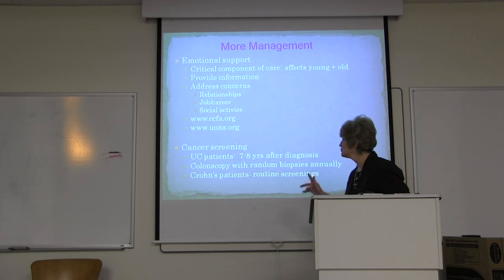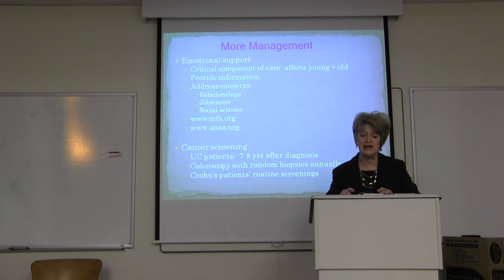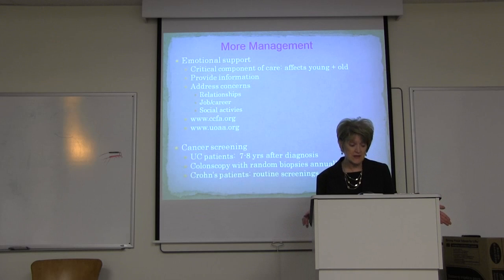And again, cancer screening, essential. For ulcerative colitis patients, they recommend beginning routine surveillance 7 to 8 years after diagnosis, recognizing that sometimes there is a delay in diagnosis. Okay, colonoscopy, random biopsies. Crohn's disease patients also at higher risk, not as much as ulcerative colitis patients, but bottom line, any patient with inflammatory bowel disease should be getting routine colonoscopies to screen for cancer.